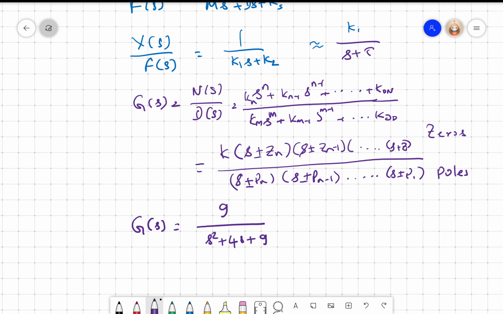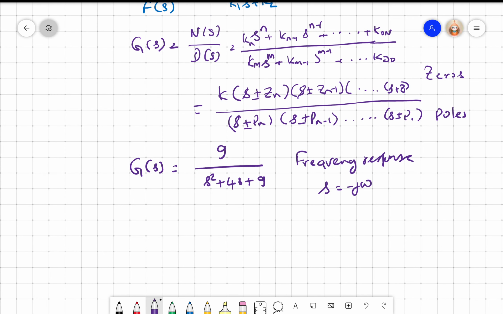Now, is it possible for me to get the frequency response? Absolutely. All I have to do to get the frequency response is substitute s is equal to minus j omega. I can put plus j omega, it doesn't matter, it need not be negative frequency, it can be positive frequency. I put s is equal to j omega or minus j omega, you can decide.